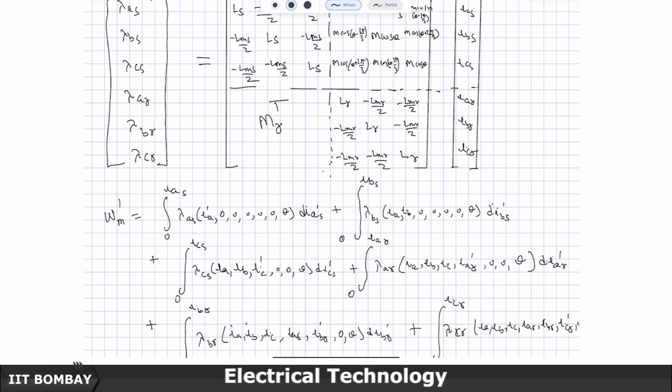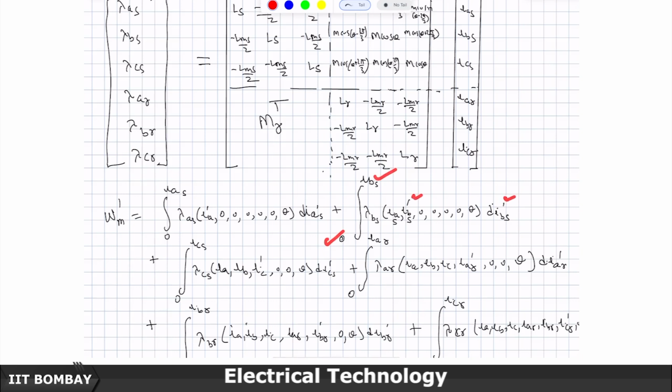So IAS has reached its final value, and now the IBS current will be increased from 0 to IBS.